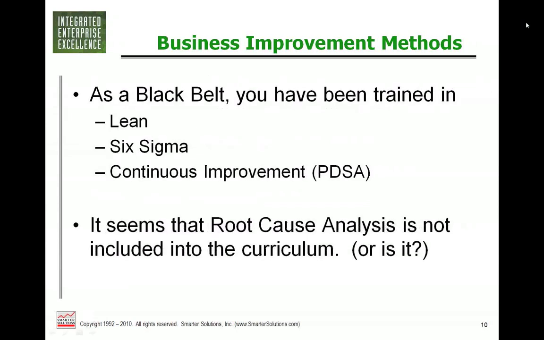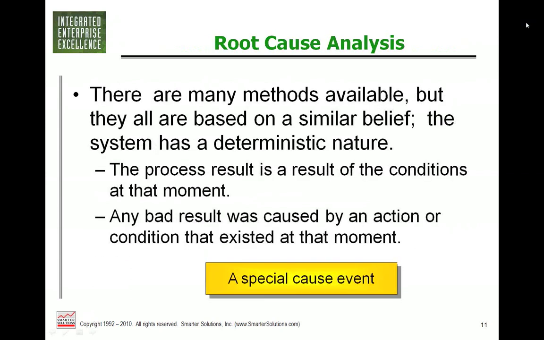Now, as a black belt, you should have been trained in Lean. You should have been trained in Six Sigma. Chances are, in the better programs, you also got trained in the continuous improvement cycle, whether you realized it or not, the PDSA. But it seems that root cause analysis is just not included. Or is it? And I guess that's part of what this webinar is about, showing you how you got pieces in your black belt training that you can use for root cause analysis. There's many methods available. They all start with a similar belief.